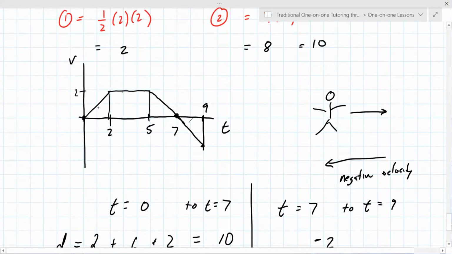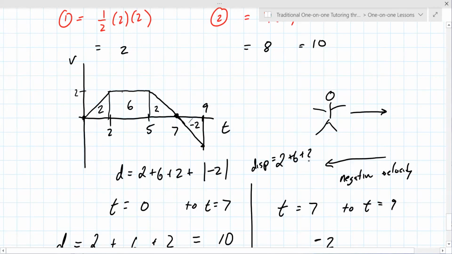So like this is 2, this is 6, this is 2, and this is -2. So your distance is 2 plus 6 plus 2 plus 2. But your displacement is 2 plus 6 plus 2 plus -2, because your negative velocity means you're going backwards.